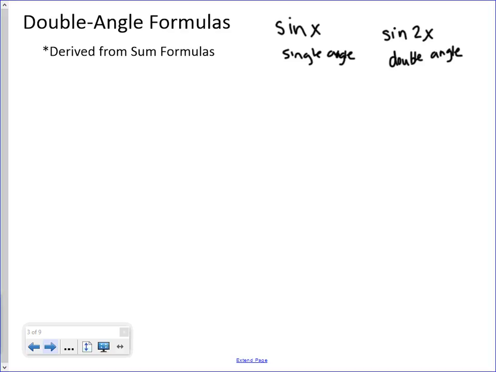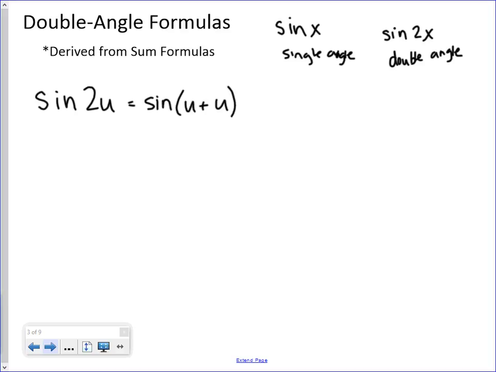So we're going to start with sine of 2x, and I'm going to write sine of 2u, just like we did in our original formulas. Now, think back to sum and difference formulas. 2u would be the same thing as u plus u. So I'm going to write that out. The sine of 2u is really, with sum and difference, the sine of u plus u. Are you in agreement with me?